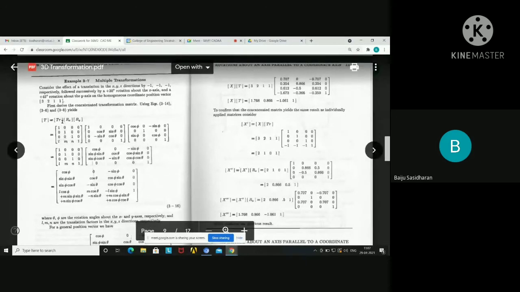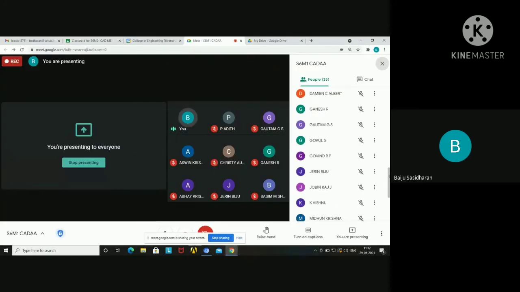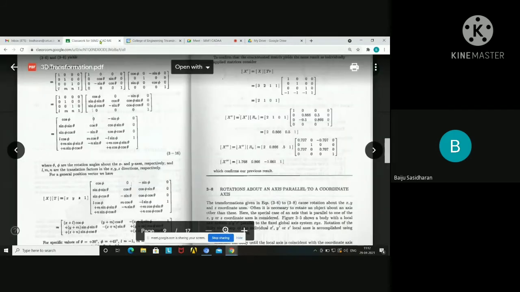So we are having the first matrix indicates... Yes, sir. What about this matrix? What is it indicating? Multiple transformation. Okay, multiple transformation. Very good.